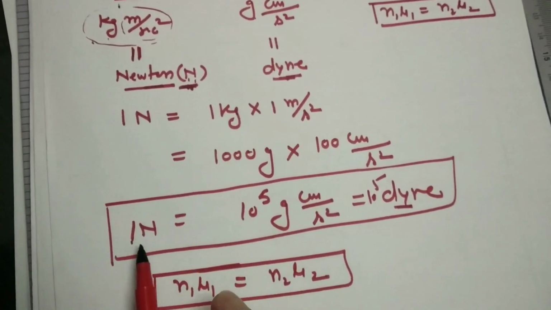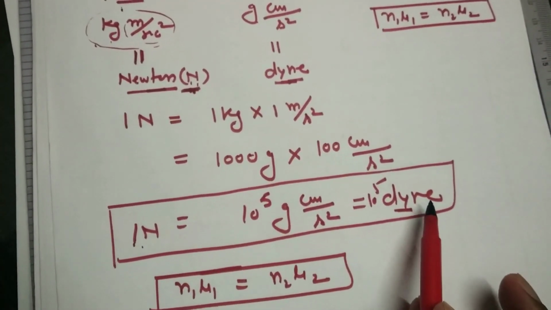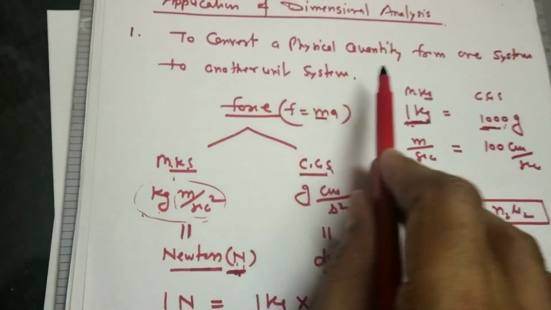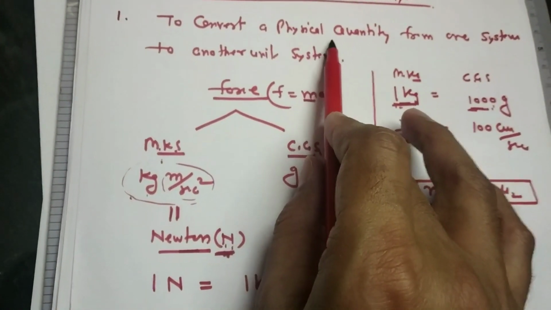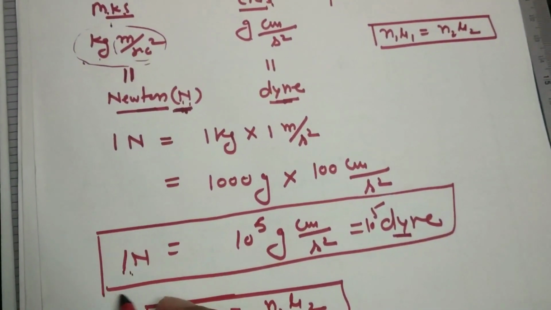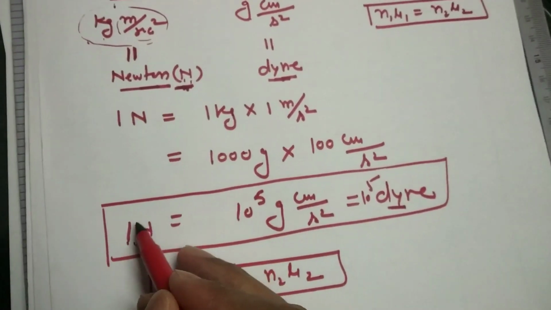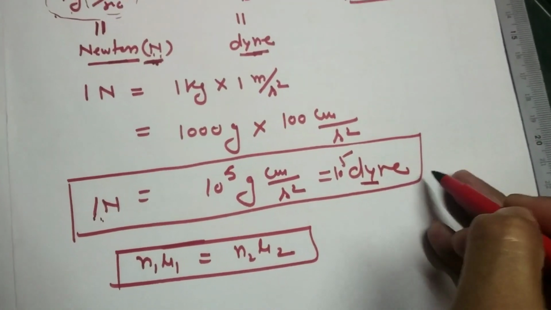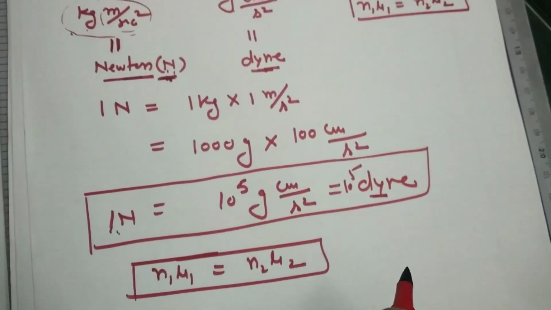This same thing, 1 Newton is equal to 10 to the power 5 dyne. The same thing we will discuss by applying the dimensional formula. By using this application, we will prove this. 1 Newton of force in MKS is equal to 10 to the power 5 dyne in CGS. This thing we have to prove.